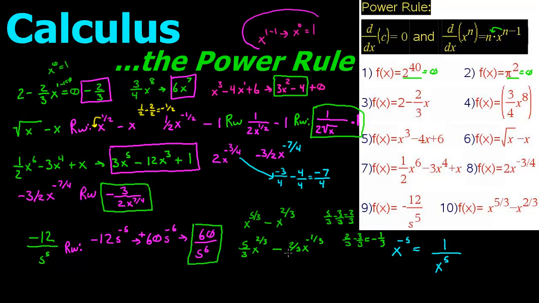And to rewrite that so we don't have a negative in our exponent, we say 5/3 x to the 2/3 power minus 2/3 x to the 1/3 power. Alright?